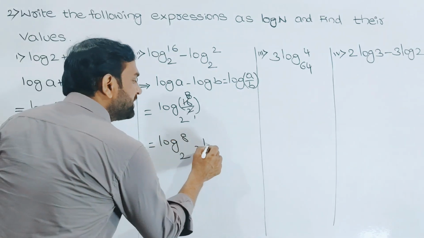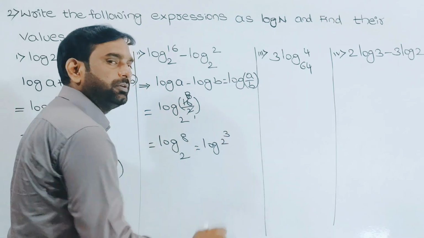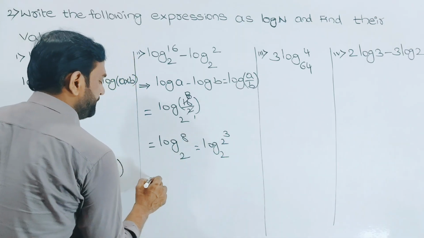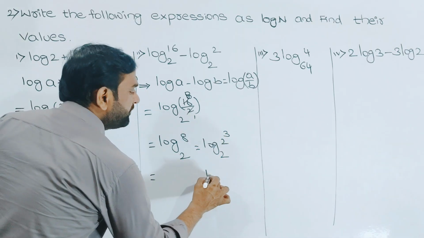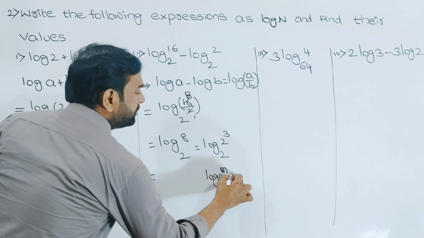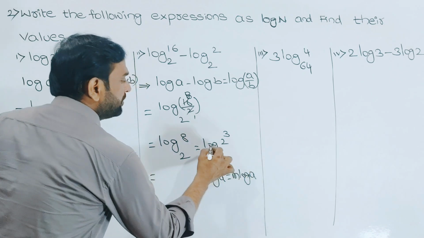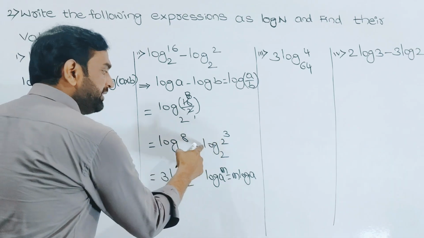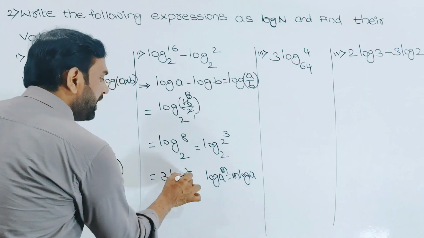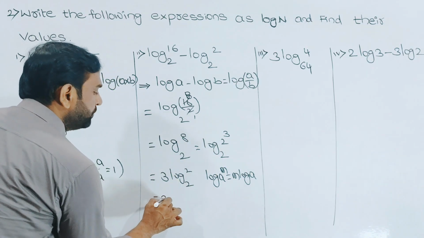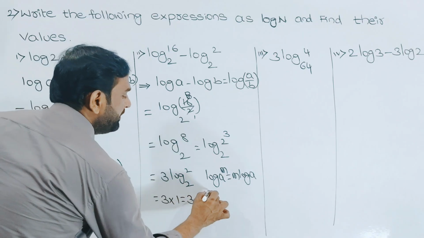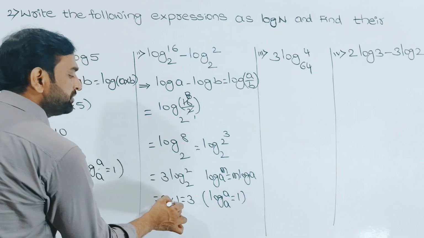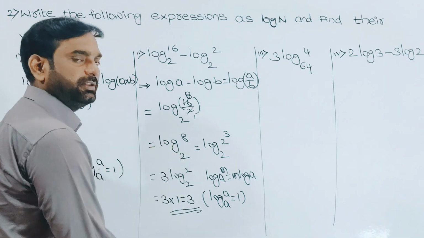This 8 can be written as 2 cube, log 2 cube base 2. It is like log a to the power of m. What is the formula for log a to the power of m? Log a to the power of m is equal to m log a. So log 2 cube can be written as 3 log 2 base 2. Log 2 base 2 value is 1. So 3 ones are 3. Why? Because we know that log a base a equals 1. So log 2 base 2 equals 1, and 3 ones are 3. This is the process.